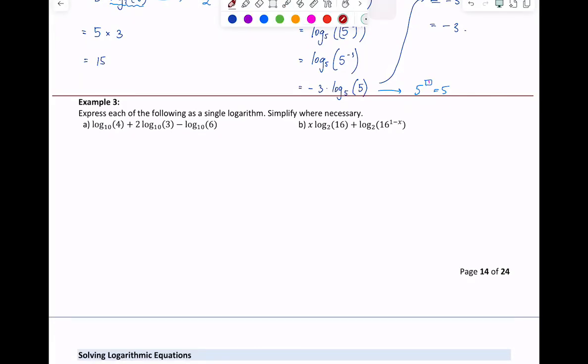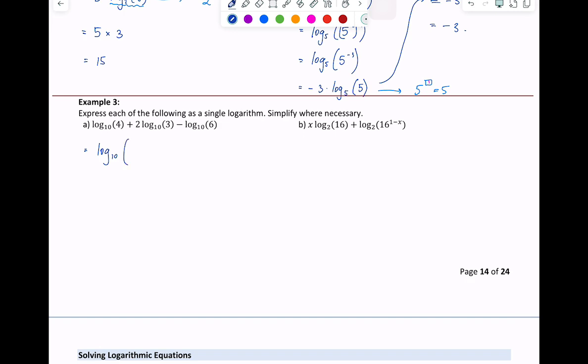Let's have a look at example 3 here now, and we're going to express each of the following expressions as a single logarithm. So we're going to simplify where necessary as well. In part A here, we notice that we have an addition. First of all, they all have the same base, which means that we can apply log laws to merge these. We can do this in one go, in fact.